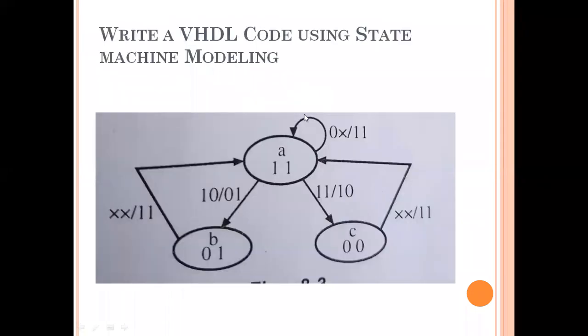So according to the difference, this is the... Now here again you can write down the code for this example. Suppose this is the state diagram. Now for the state diagram, write a VHDL code using the state machine modeling. So here again, this is a Mealy type of machine.